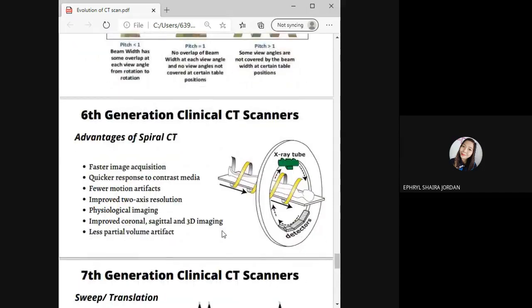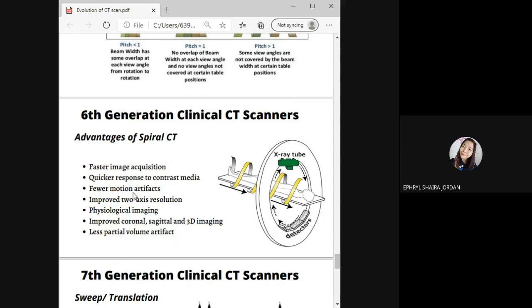So ano ba ang advantages ng Spiral CT among other generations? So first, na advantage niya, it has faster image acquisition kasi nga simultaneous ang pag-ikot ng tube, pag-detect, and pag-move ng table. It has quicker response to contrast media. It has fewer motion artifacts kasi nga mabilis.